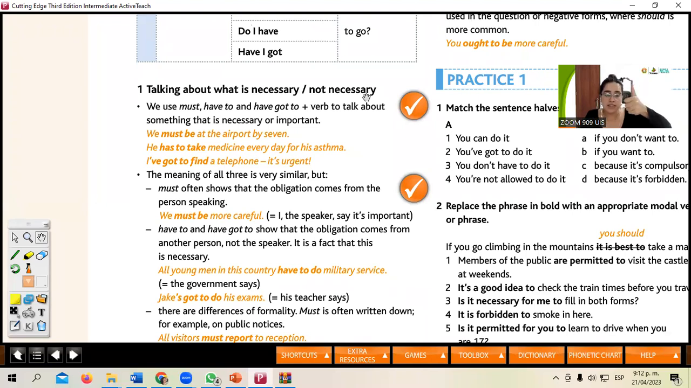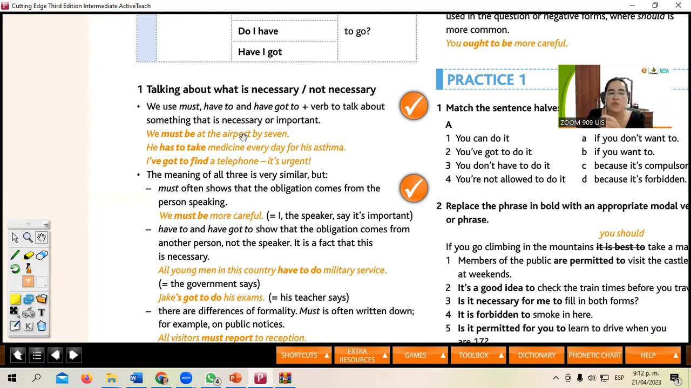We use must, have to, have got to, plus the verb to talk about something that's necessary or important. Para algo necesario o importante usamos el must, have to y have got to. El deber y el tener que es igual. Have to o have got to son la misma estructura.